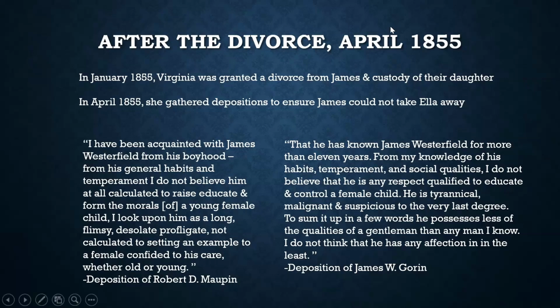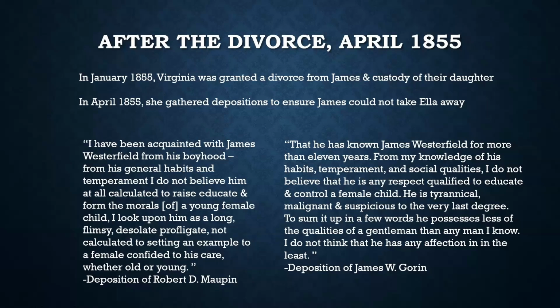And this other deposition is from James W. Gorin, who was actually his lawyer from the divorce, because his lawyers were Gorin and Lewis. James W. Gorin was the Gorin of Lewis. There was no one else that it could be. So this was his former lawyer, or his lawyer that he had asked to represent him during his divorce. And he's saying he's known James for more than 11 years, which is probably why James asked him to be his lawyer.